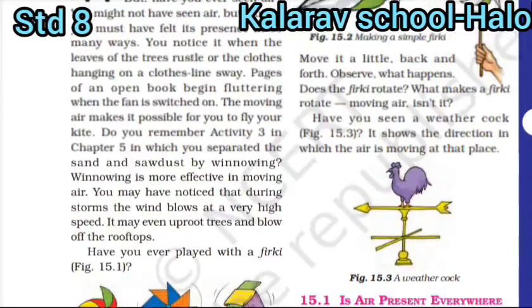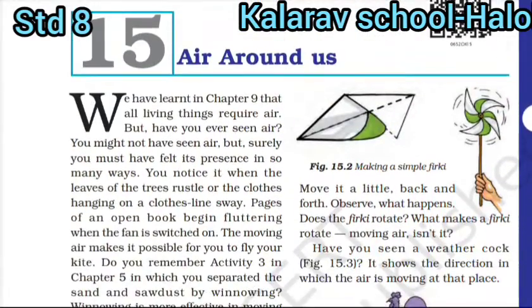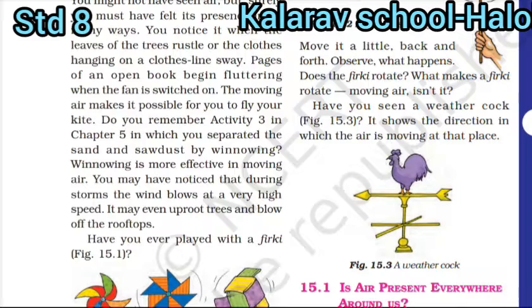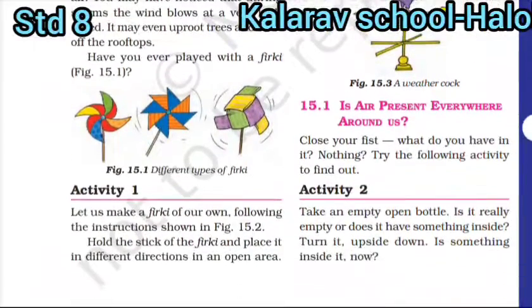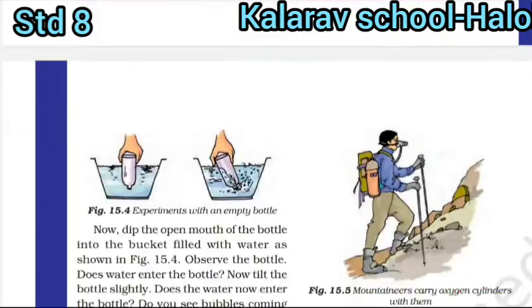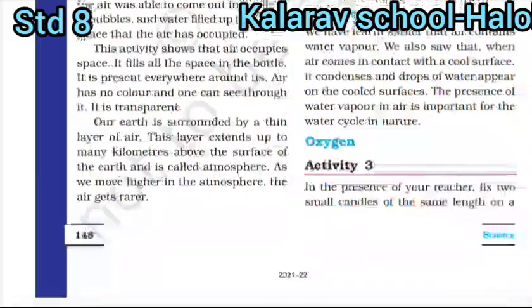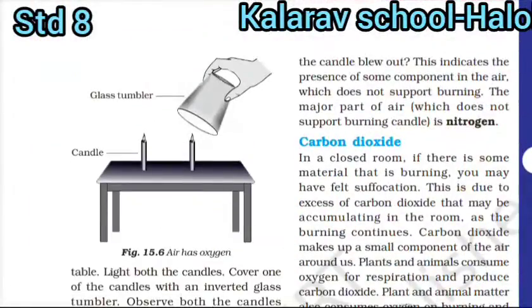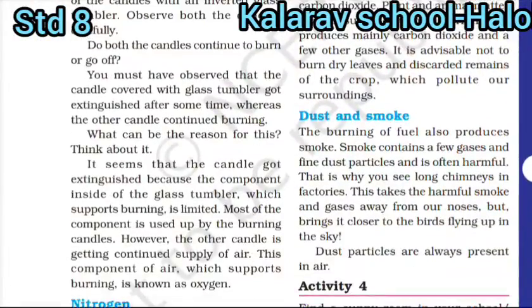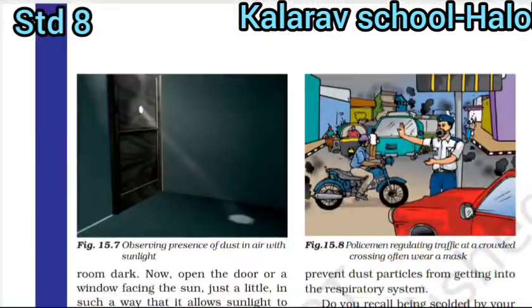हम first से वापस first पे जा रहे हैं. देखो हमारे चैप्टर का नाम है Air Around Us. फिर Air Around Us में हमने पढ़ा सबसे first is air present everywhere around us. फिर what is air made up of? Water vapour, oxygen, carbon dioxide, dust and smoke के बारे में पढ़ा. नाइट्रोजन के बारे में पढ़ रहे हैं.